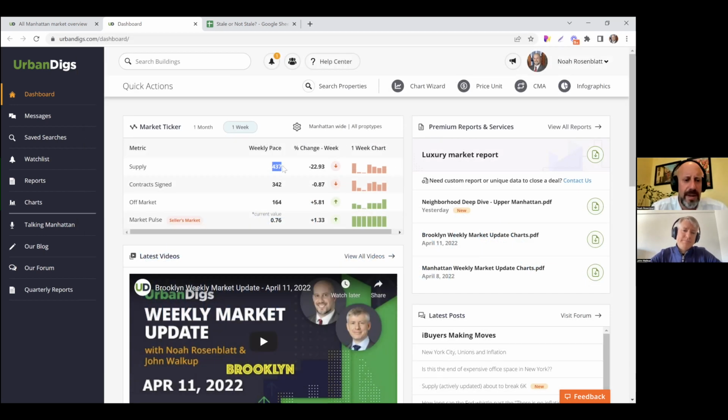Right. And one week doesn't make a trend, so you've got to keep that in mind. It shows us the front end, it's fresh stuff, but we need multiple weeks to see a trend. Johnny, let's take a look at the one week contract signed, 342. That's ticking down, but still quite a good number. Show me that chart. Yeah.